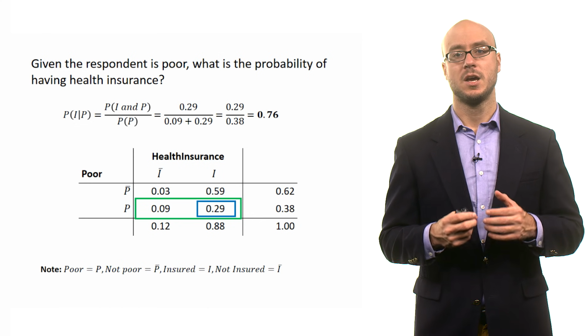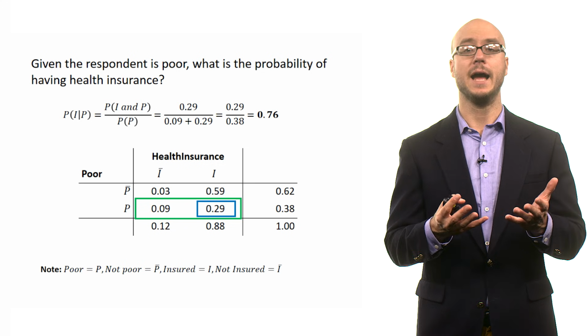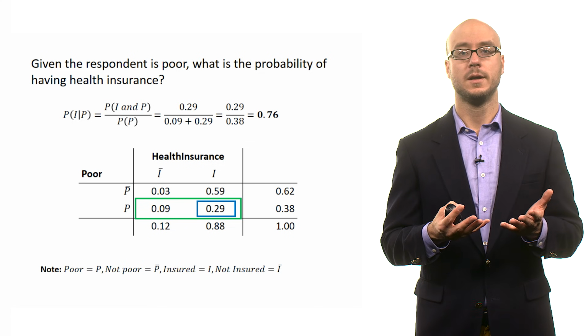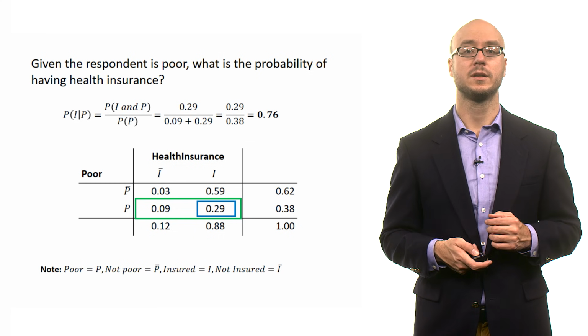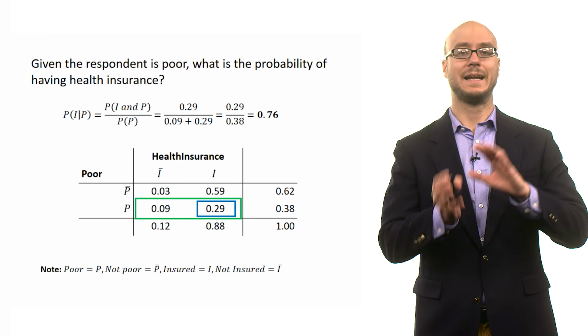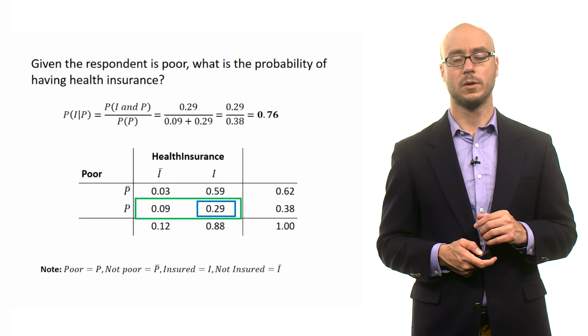So we can say, given the respondent is poor, what's the probability of having health insurance? It's still pretty high. About 3 out of 4 people who are poor will in fact have health insurance, or the probability is 0.76. You're more likely than not to have health insurance given a person is poor.